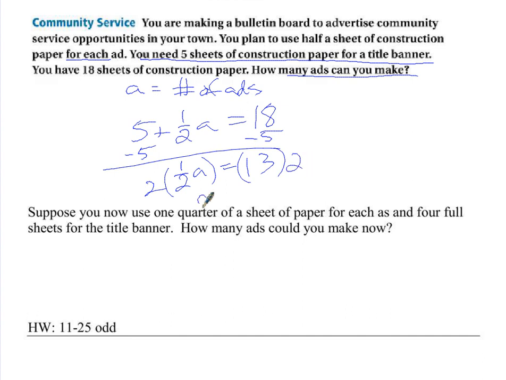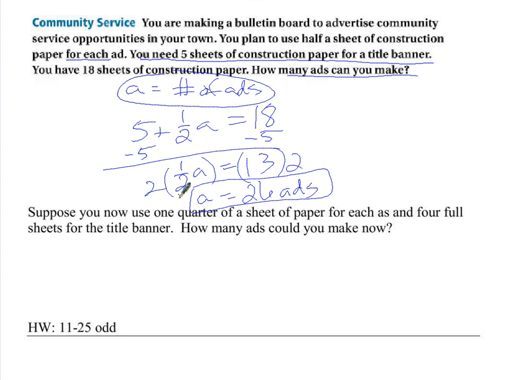So now I get A on the left equals 26 on the right. 26 what? 26 adds. Remember that we defined a variable as the number of adds. So it's 26 adds. That's your answer. Again, make sure that with the story problem you come up with an answer that makes sense for the problem. Don't just leave it as 26.